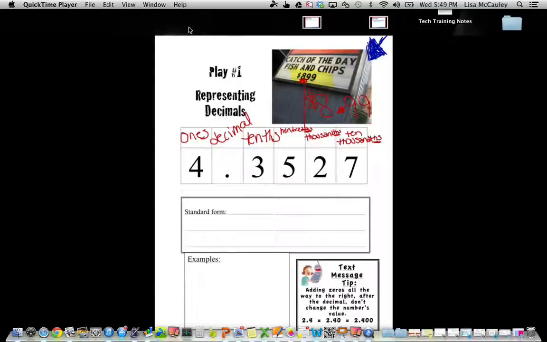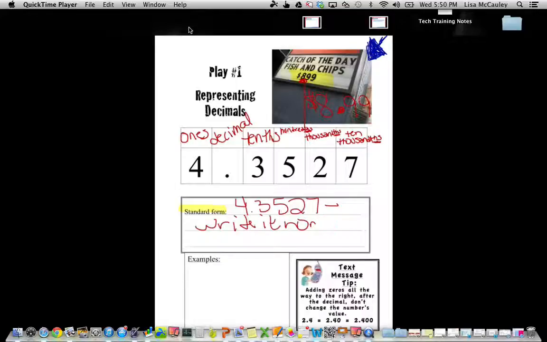Okay, now what do you think I mean by standard form? Okay, standard form. The word standard typically means normal, regular, ordinary, the norm. So when I say standard form, all that means is write the decimal the way it normally looks, okay? So the way it is right above here, this is standard form, okay? So write it normal. Normal. That's all standard form is.